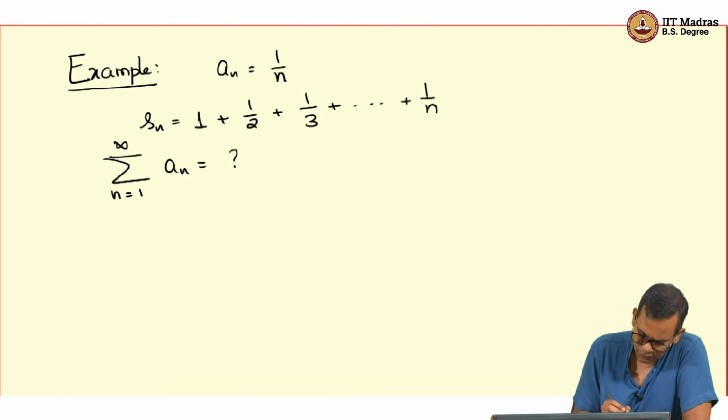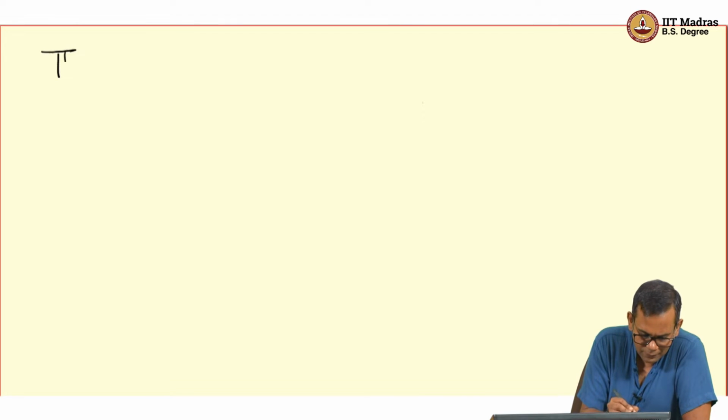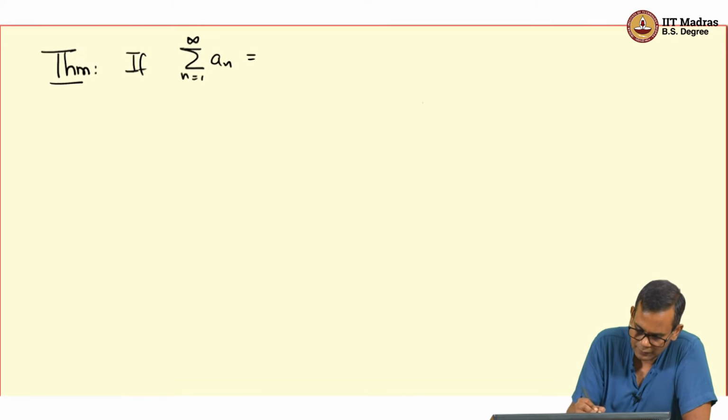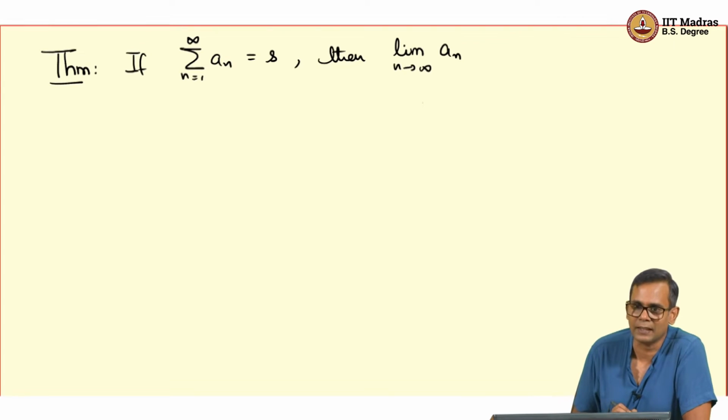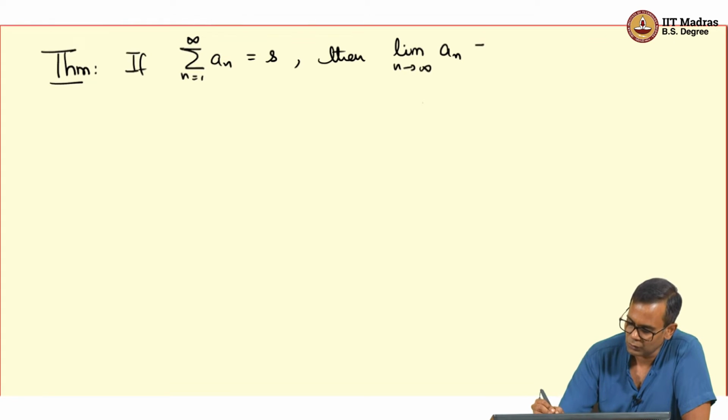Let me give you a small result now, which is a theorem rather easy to prove, that if summation n goes from 1 to infinity of an is equal to s, that means that the sequence of partial sums converges to s, then the limit as n tends to infinity of an, the terms themselves, must go to 0.